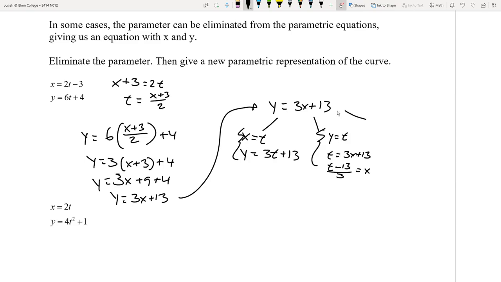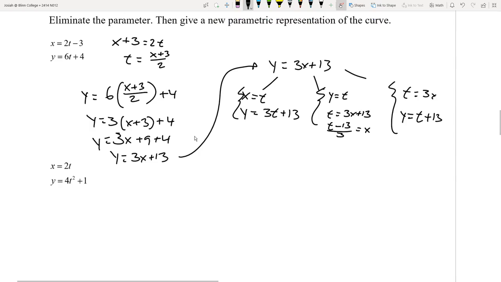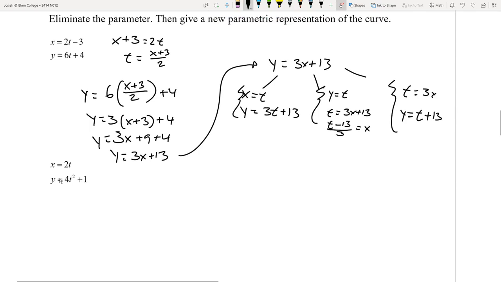But we can make some other routes here. We have a 3x here. What if we instead replaced it with t? What if we let t equal 3x? Then y would just be equal to t plus 13. Right, so there's all kinds of options we can actually use here. So now we've kind of exhausted that. Let's go ahead and move on to the next one.